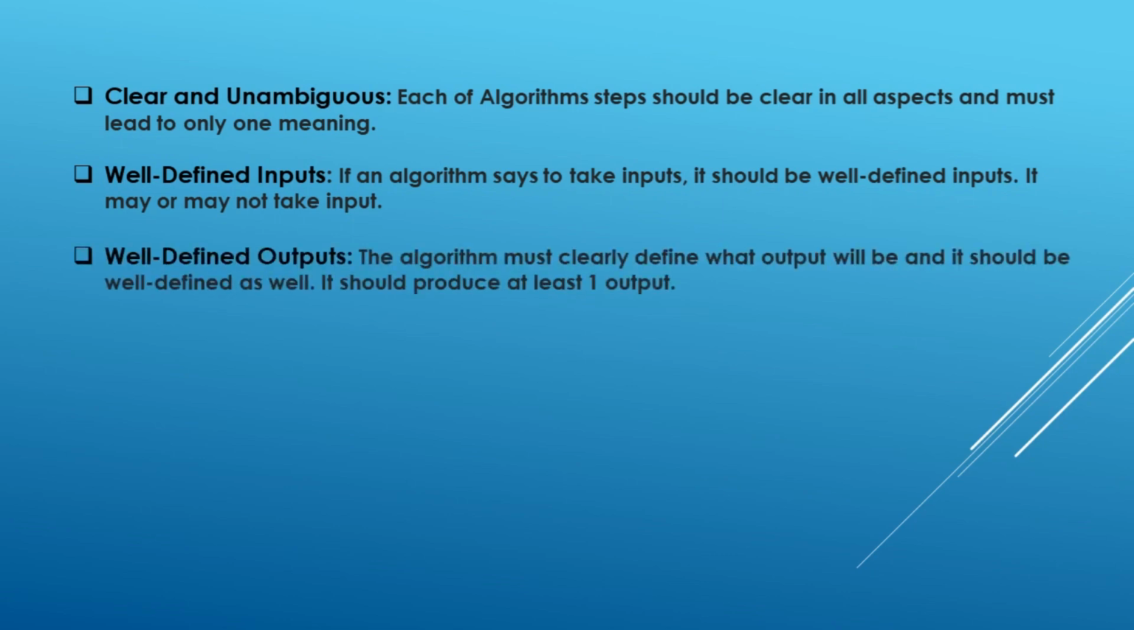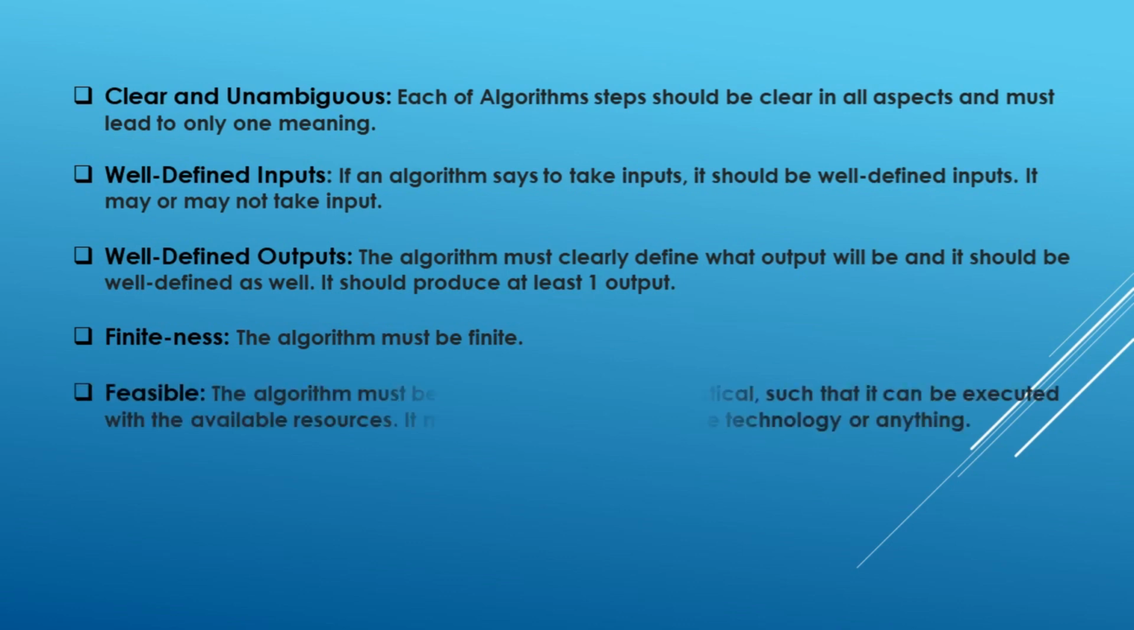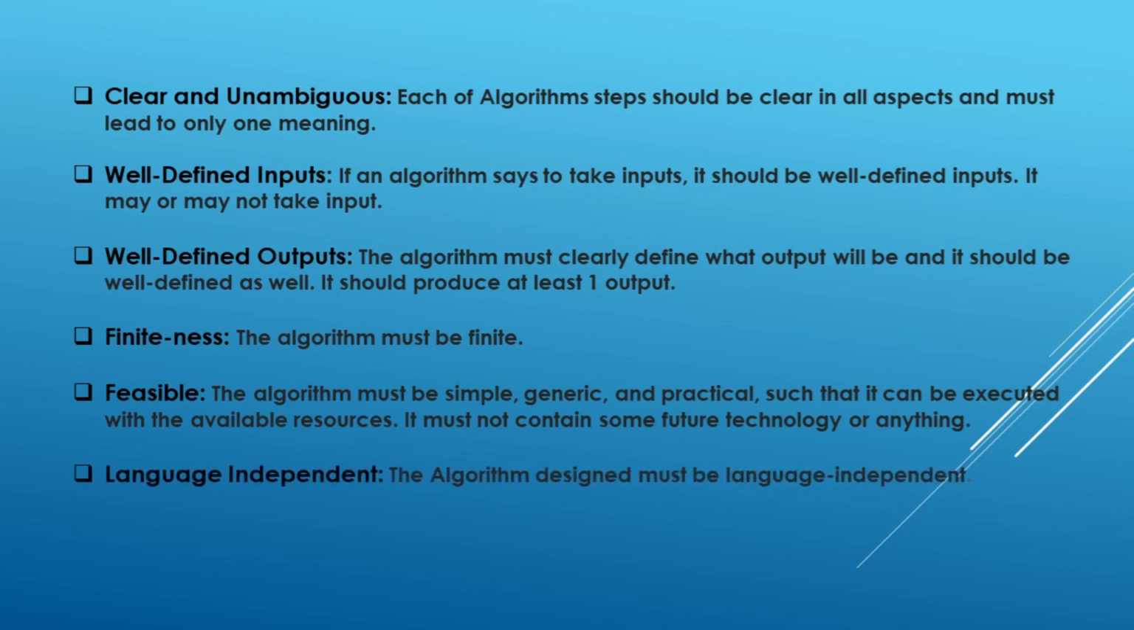Well-defined outputs. The algorithm must clearly define what the outputs will be, and they should be well-defined as well. It should produce at least one output. Finiteness. The algorithm must be finite. Feasible. The algorithm must be simple, generic, and practical, such that it can be executed with the available resources. It must not contain any future technologies or anything. Language independent. The algorithm designed must be language independent.